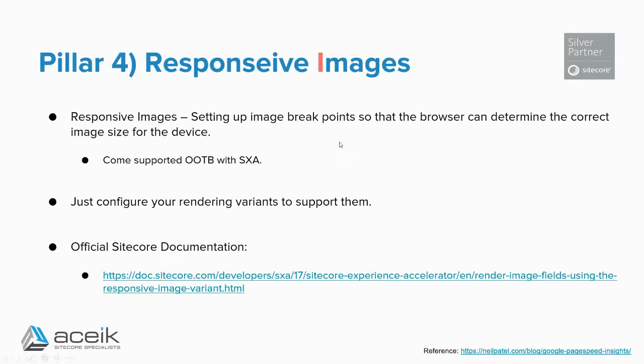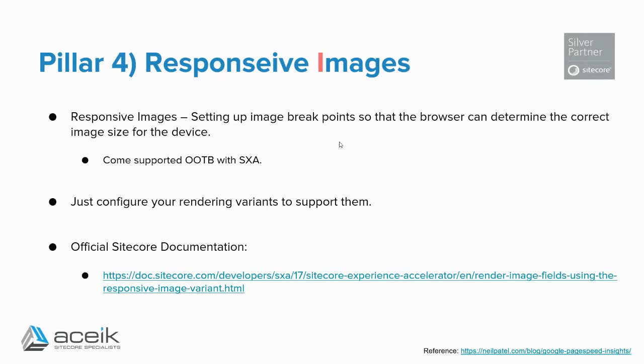So responsive images are all about setting up the correct image breakpoint sizings so that the browser can determine the correct image size to return for that particular device. And as I'm about to show you inside the demonstration VM, changing the viewport size allows the browser to download a smaller image for mobile or a bigger image for, say, a desktop sized screen.